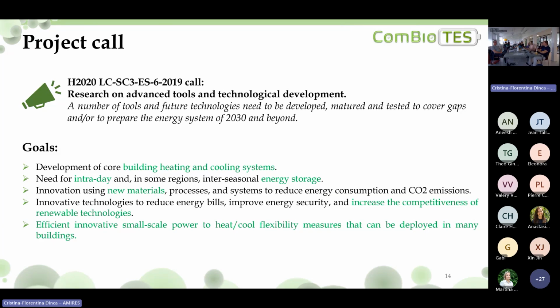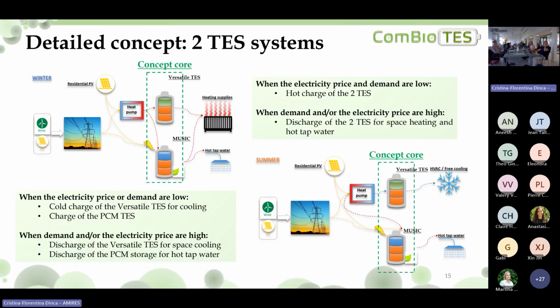So that means interseasonal storage has been rejected. We choose to address also new materials for PCM storage. We choose to increase the competitiveness of renewable technology through thermal storage, and the use of thermal storage. I remind just the detailed concepts.